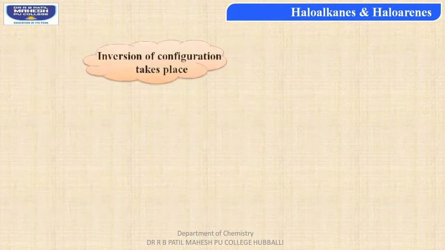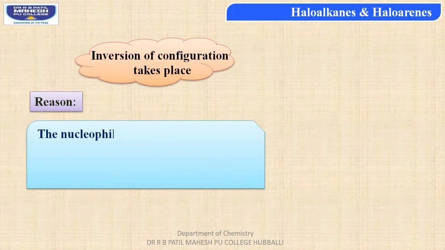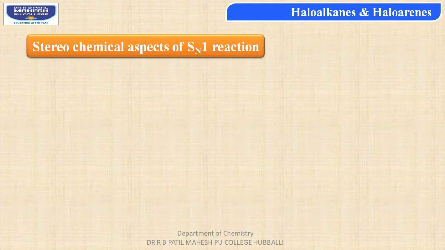Next students, the main reason behind the inversion of the configuration which occurs in the SN2 reaction is that the nucleophile attacks the stereo center from the side opposite to the halogen atom, and hence inversion of the configuration takes place. Now students, let us study about stereochemical aspects of SN1 reaction.